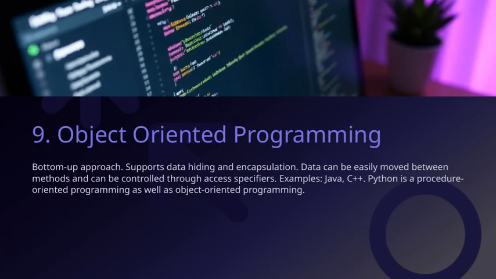This method supports important principles like data hiding and encapsulation, which are essential for creating secure and well-structured programs. With this approach, data can be easily moved between methods, and you can control access to that data through access specifiers. This control helps prevent unintended interference and maintains integrity. Examples of languages that use this approach include Java and C++.